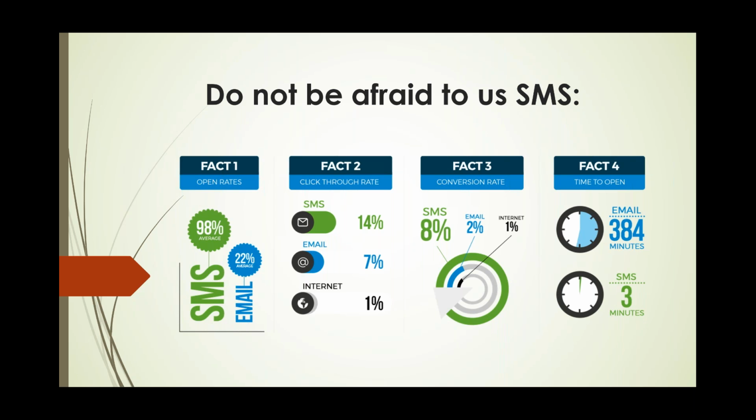And the last fact here regarding time to open is extremely important as well. 3 minutes for text messages versus an average of 384 minutes for emails can easily make the difference of you connecting with your next client versus another firm connecting with that qualified claimant. And even if a potential client does end up opening the email, it most likely is going to take them much longer to respond than if it was a text message.